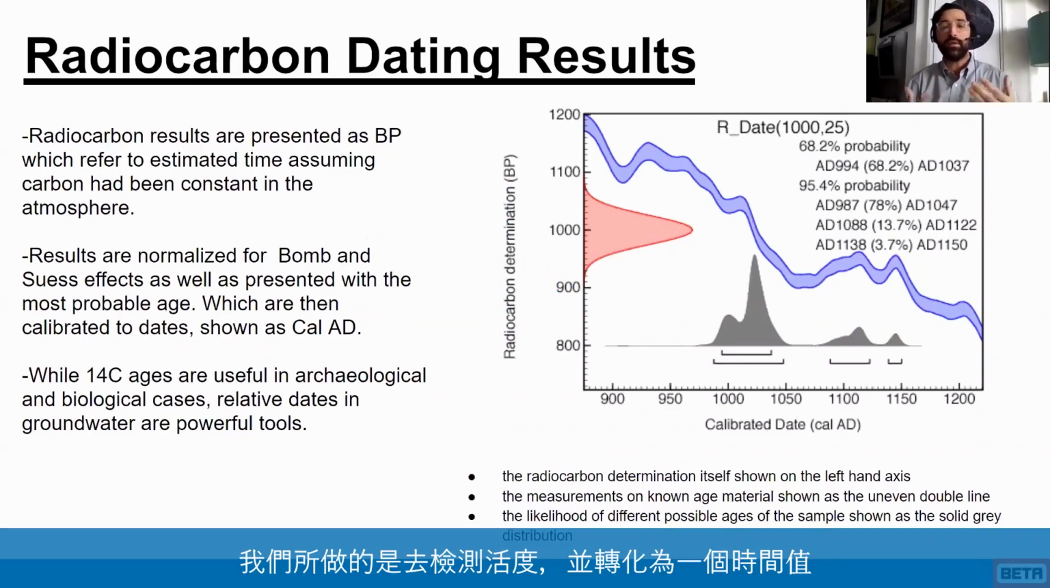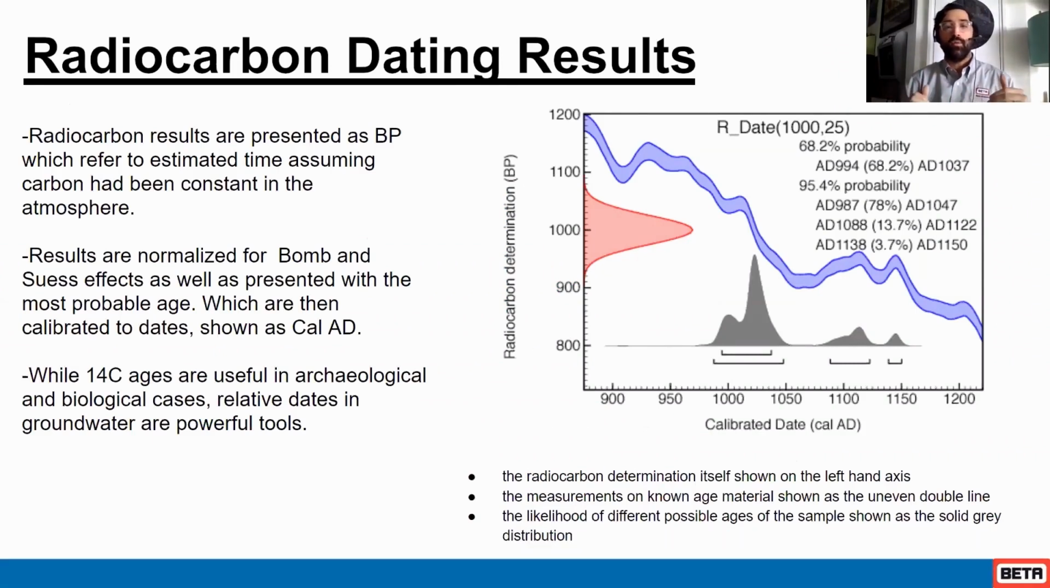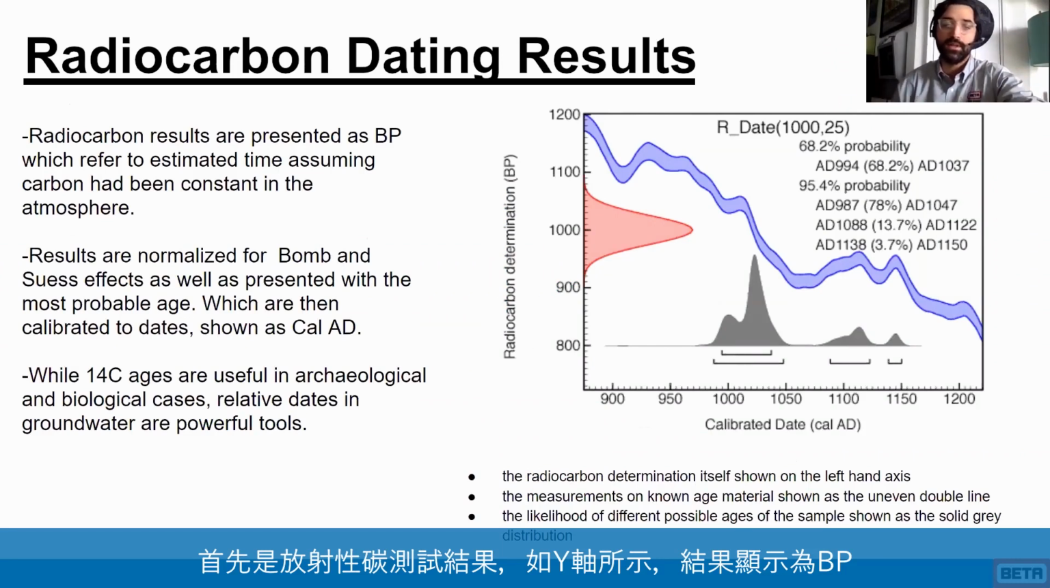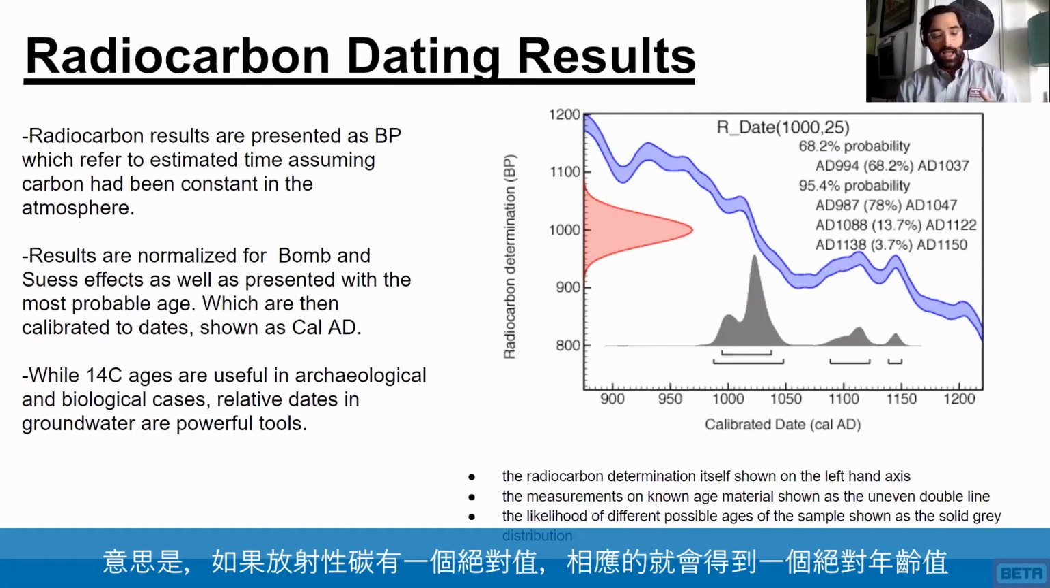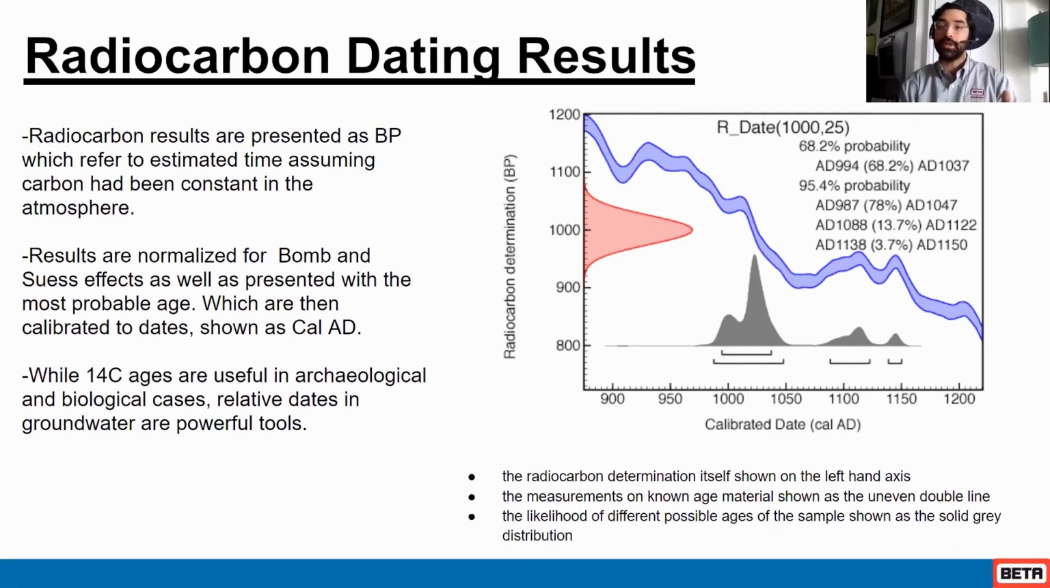So what we're doing is measuring the activity, and what that does is it gives us a result in time. And first, what we do with radiocarbon results is we look at this y-axis here, and this is radiocarbon determination BP. And what that's suggesting is, if there was an absolute value of radiocarbon, how old would this have to be absolutely, right?